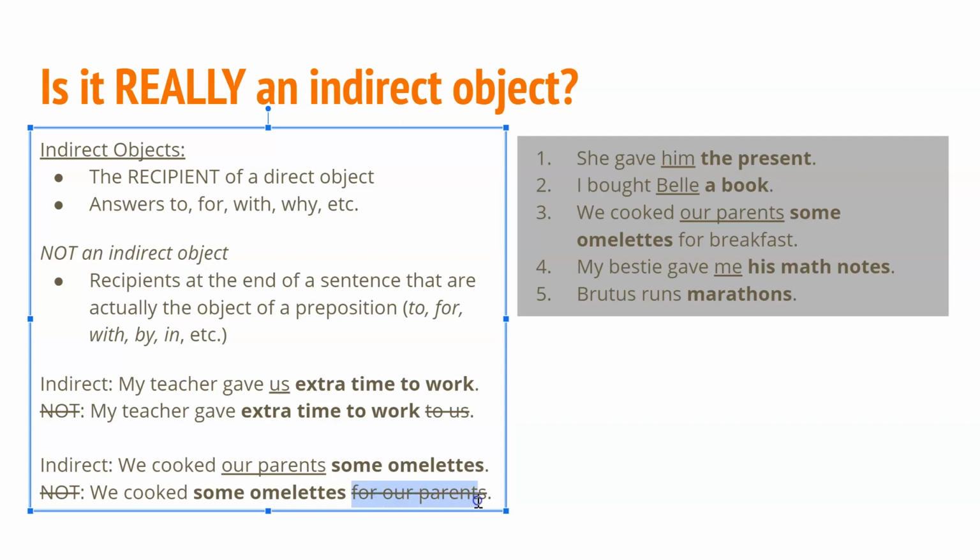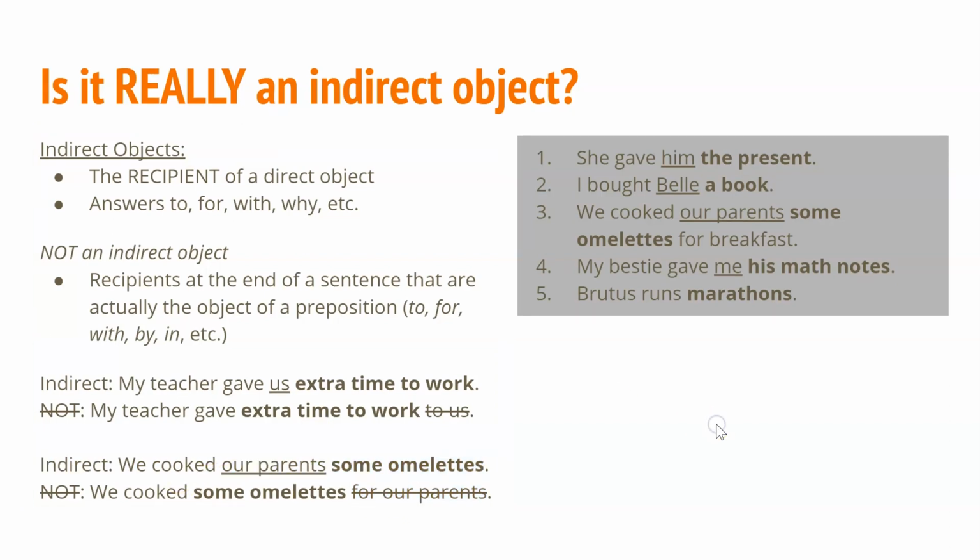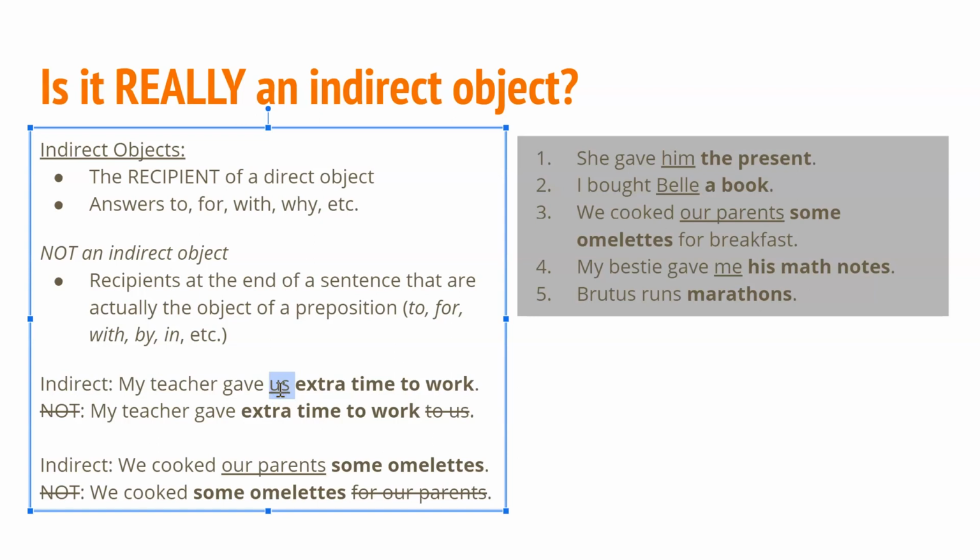But here, we're at the end of the sentence. It's got a preposition in front of it. It would be more appropriate to say this. Cool? Cool. So again, if there is an indirect object, it's going to come right after that verb and then the direct one.